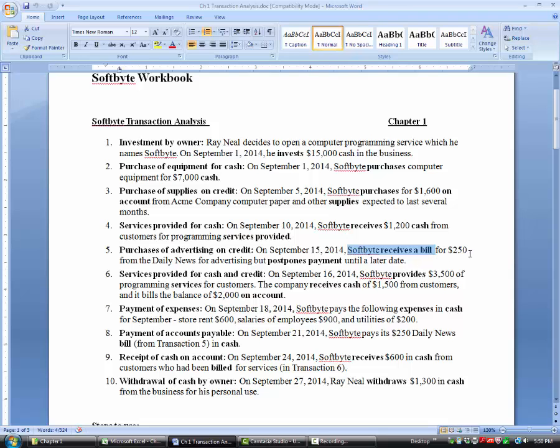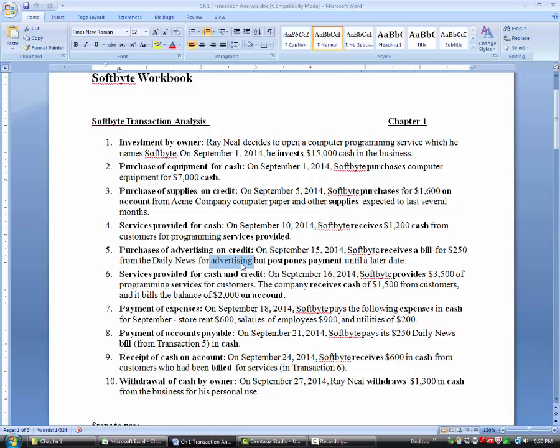So they receive a bill for $250 from the Daily News for advertising, but postpone payment until a later date. To postpone payment means that we are not making payment today, we will make payment sometime in the future, again telling us that there's going to be some type of liability because the payment has not currently been made. So let's think about this. The company had advertising that they have not yet paid for. Remember we said that there's always at least two sides to the story in accounting, so there should be at least two of these columns involved. They owe some money and they also have advertising.